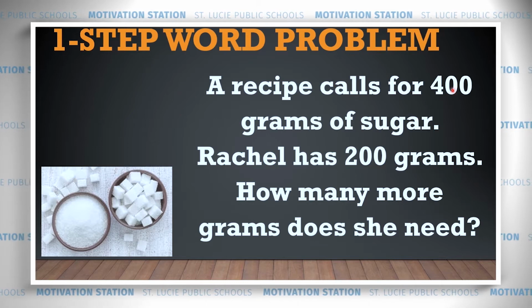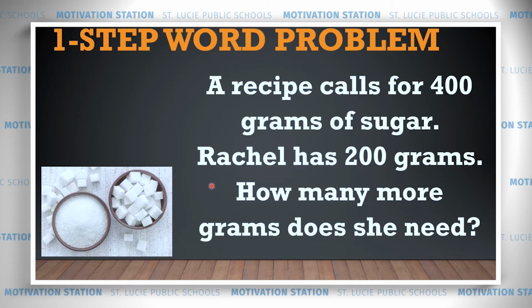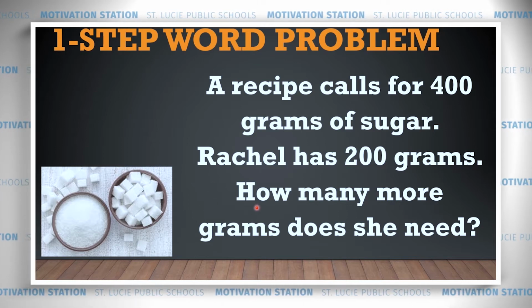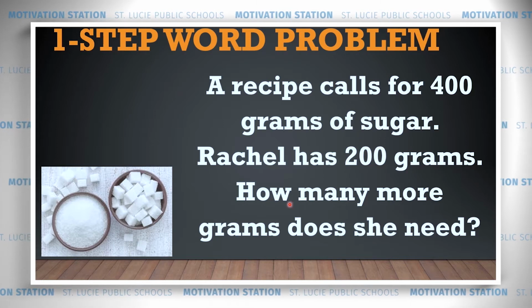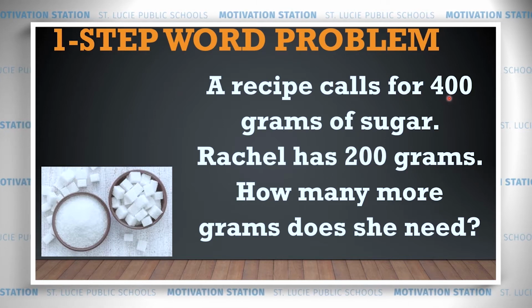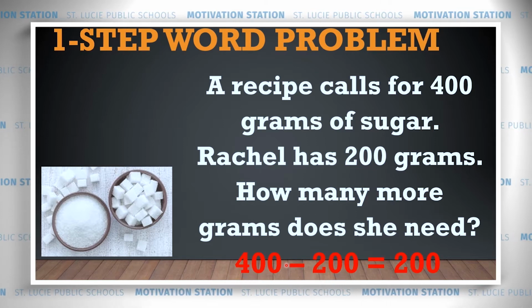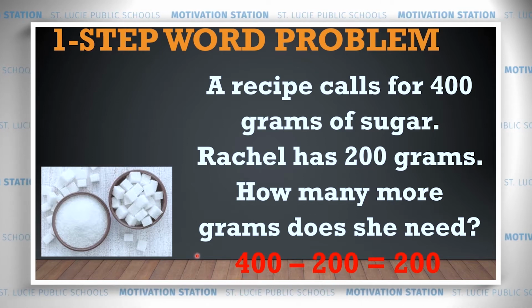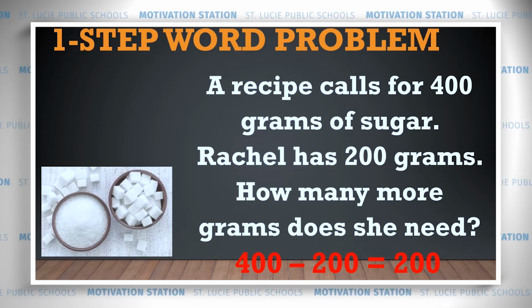Well, I see 400 and 200, but the words that I see that tell me what to do are how many more. And we've talked about that again. I'm going to find the difference. 400 minus 200 would be 200. So Rachel would need 200 more grams of sugar to make her recipe.